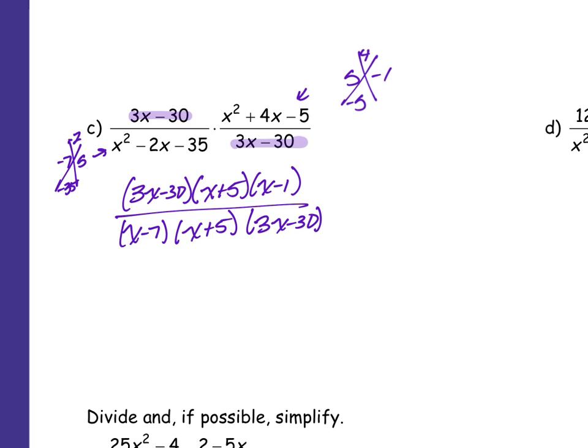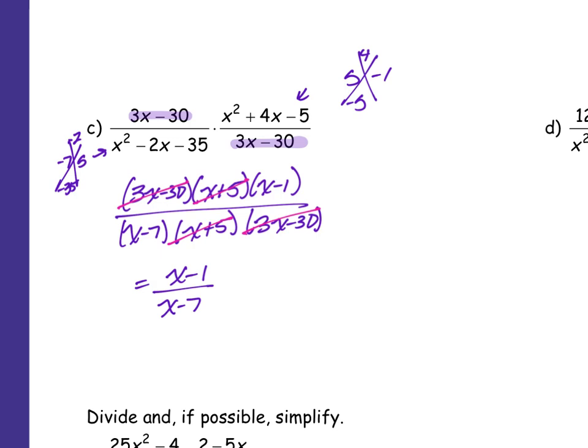Especially those of you who said you were confused. Okay, now I'm going to make ones, right? So I have a 3x minus 30 on top and bottom. That makes a 1. And then I have an x plus 5 on top and bottom. That makes a 1. And then whatever's left is your answer. So I've got x minus 1 all over x minus 7. Done.